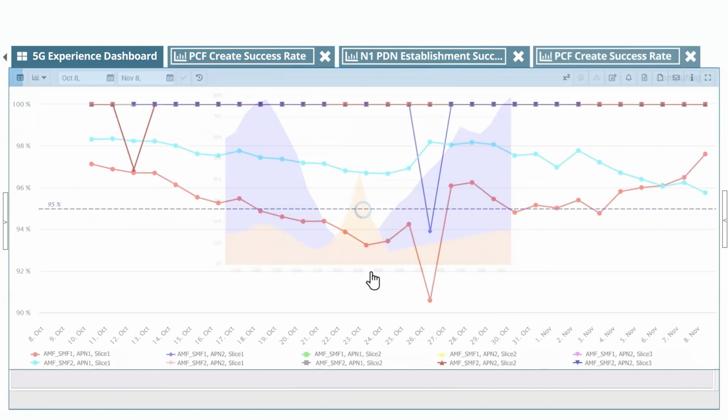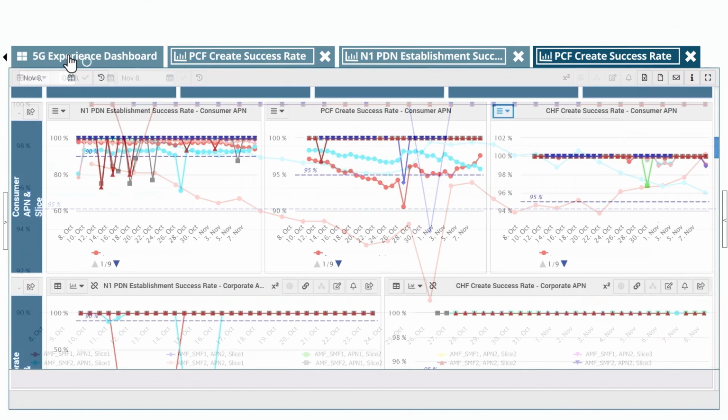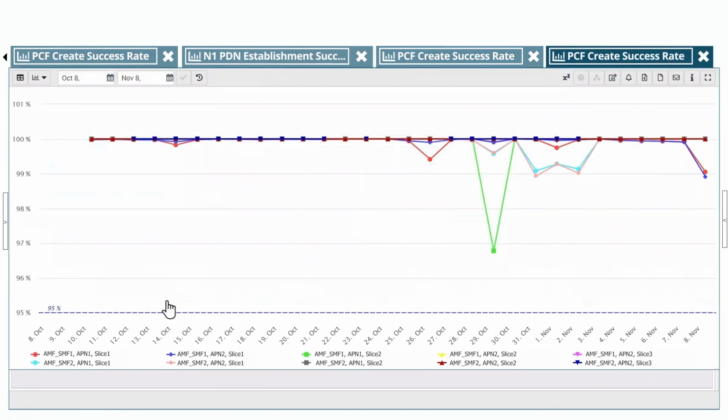This is critical for establishing a successful 5G session. Another KPI is the create success rate for charging control function, critical for establishing a successful 5G session. Both KPIs are viewable for each network slice, APN, or network node.